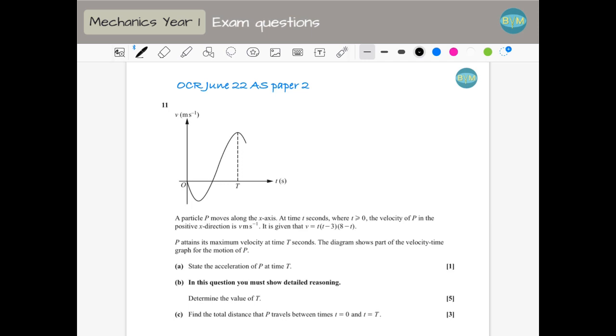Hello, this is question 11 on your OCR June 2022 AS paper 2. It's a mechanics question, a variable acceleration question. So you have a particle that is moving along the x-axis and the velocity is given by this function here, which is represented in the graph. So velocity against time. And the maximum velocity is when t is capital T. The diagram shows the graph and it says state the acceleration of P at time T.